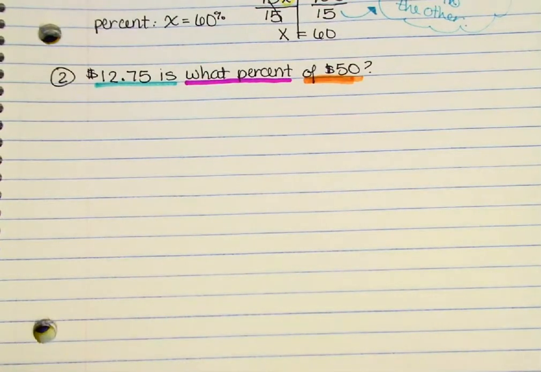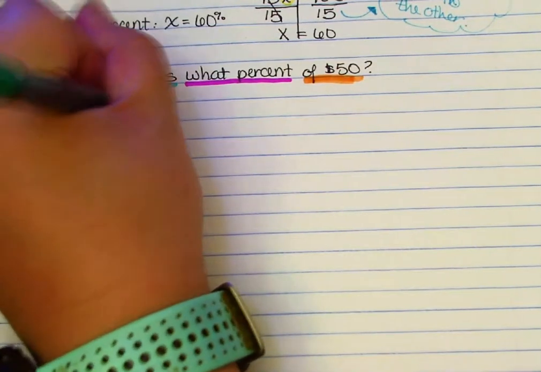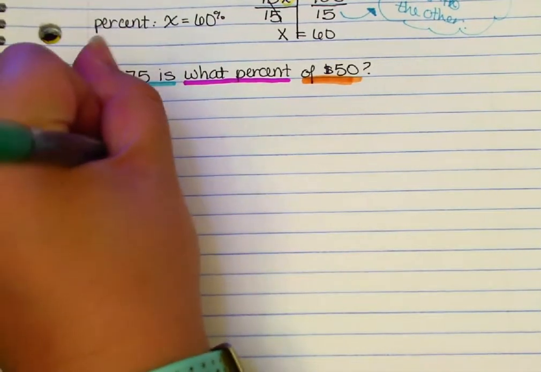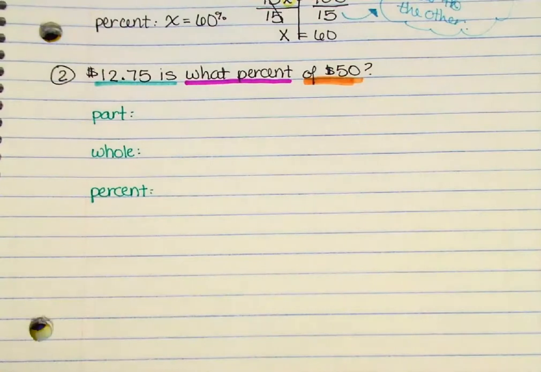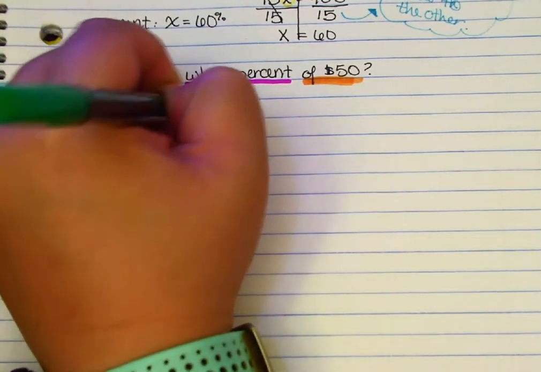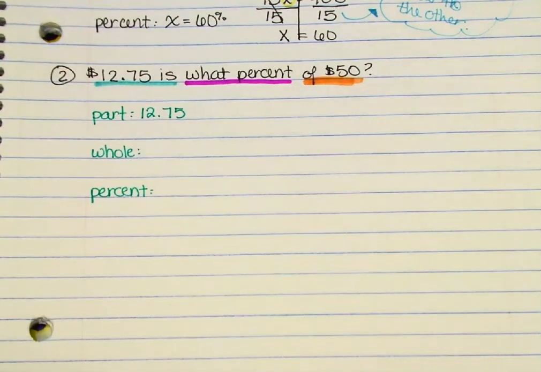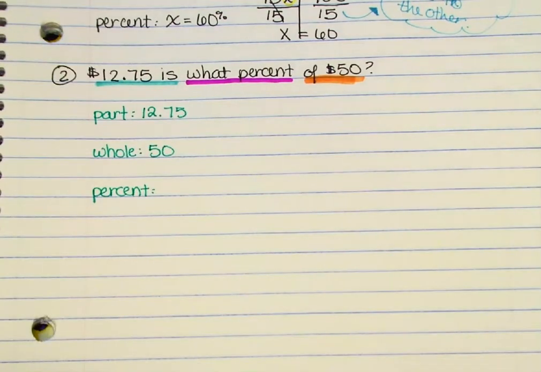Okay, so I'm going to set it up the same way. I am going to write out my part, my whole, and my percent. So part, whole, and percent. Okay, remember the is the part, the of is the whole, and percent usually has a percent sign. So the part is what? Math joke, haha. Okay, no. The part is $12.75. The whole, which is the of, is 50. And no, it's not always true that one is larger than the other. And our percent is unknown.